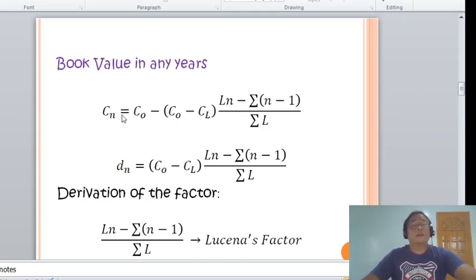Okay? Or simply, the depreciation amount can also be computed using this formula. So that is CO minus CL multiplied by L n minus summation of n minus 1 over summation of L. So, we call this, class, the Losinius factor. Okay? So, this was named after my family name.